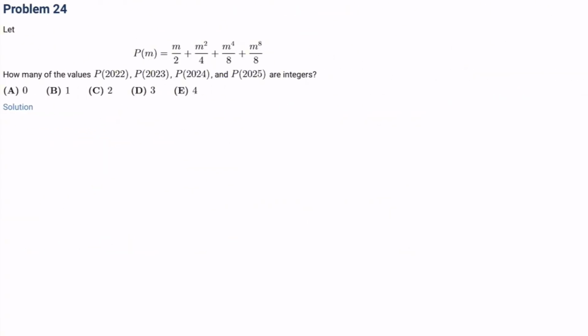Number 24, let P(m) be this thing. How many of the values P(2022), P(2023), P(2024), and P(2025) are integers? Okay. So here, since this is 2, 4, 8, and 8, if m is even, then that means that P(m) is going to be an integer right away, right? So that means these two are integers automatically.